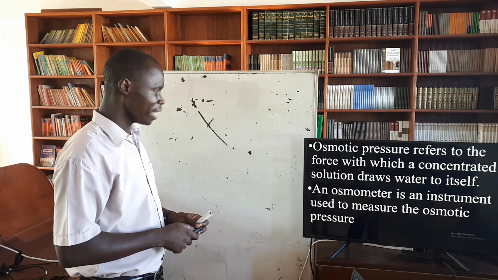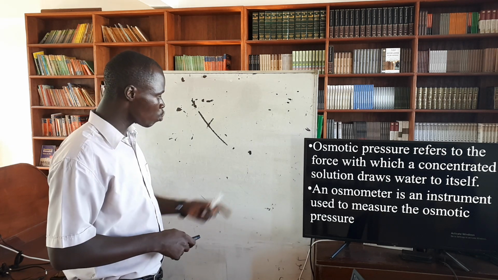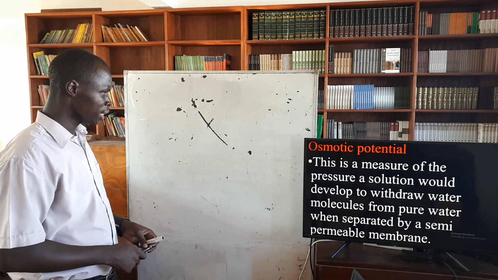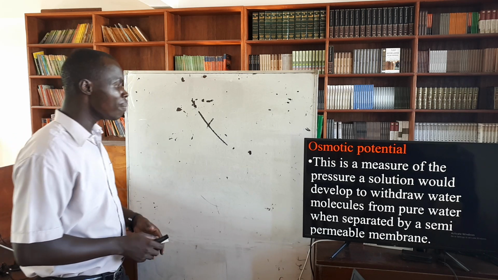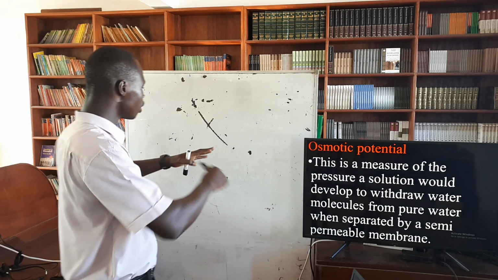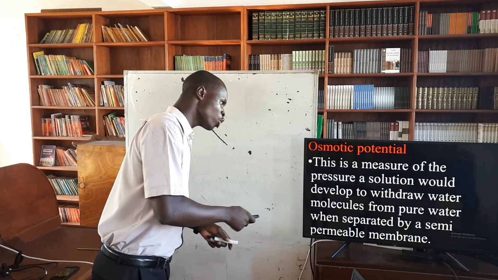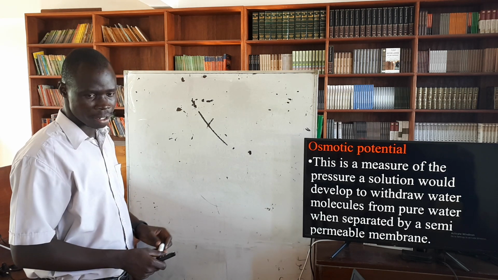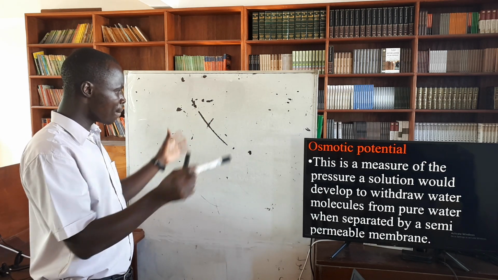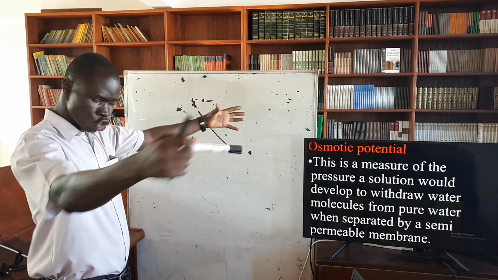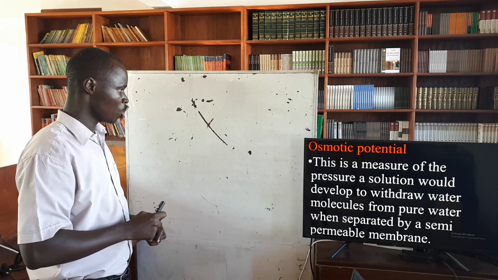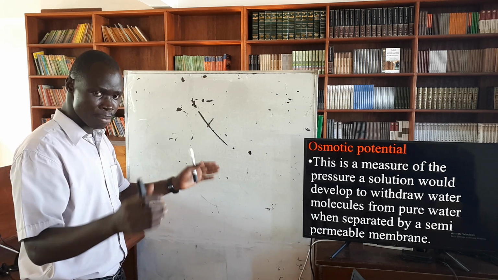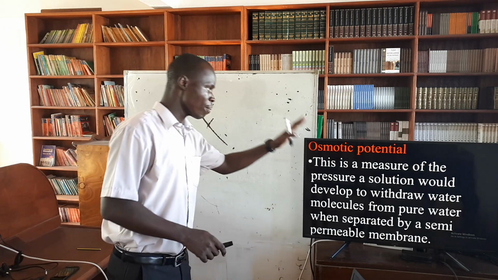Now, we are using the osmometer as the instrument to measure what we call osmotic pressure. We are having the measure of the pressure that a concentrated solution will develop to withdraw water molecules from distilled, or rather pure water, when separated by a semi-permeable membrane. The measure of that pressure is what we call osmotic pressure.